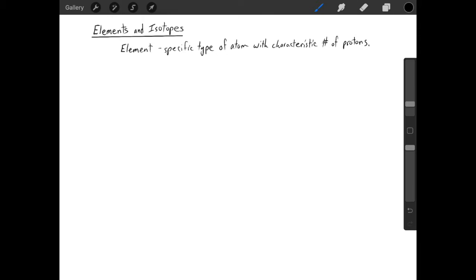Each element has a characteristic number of protons, and that characteristic number is known as the atomic number. And every element that has its own specific number of protons, which makes up the atomic number, is going to have its own elemental symbol, which is just a 1 or 2 letter abbreviation that gets used on the periodic table.